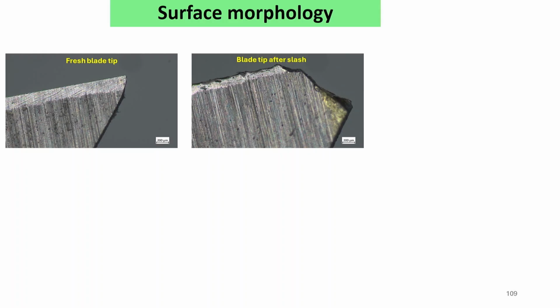Now, the surface morphology of the blades. The blade tips were studied before and after the slash. Before the slash we can see the tip was very sharp, and the blade tip after the slash, you can see this is blunted. After the slash the blade tip was tested, and it is completely blunted.